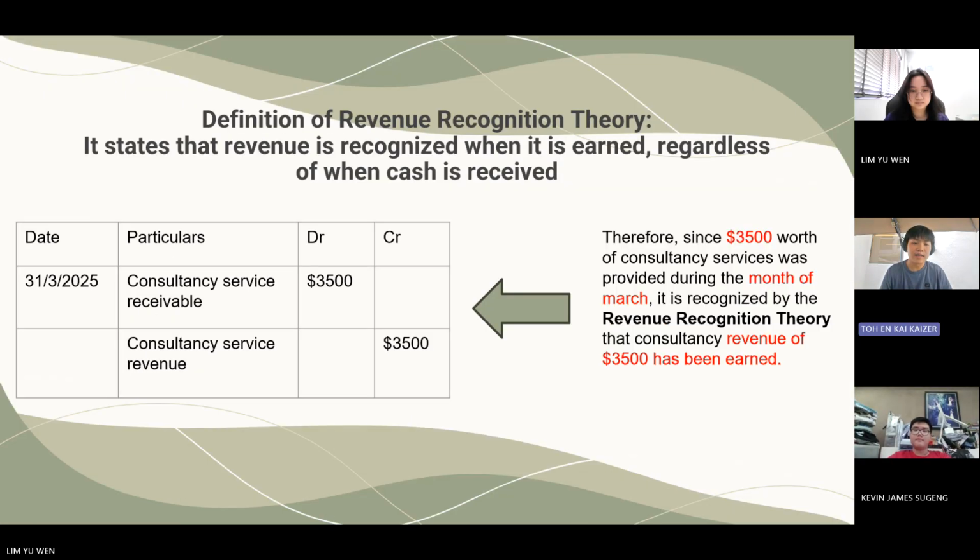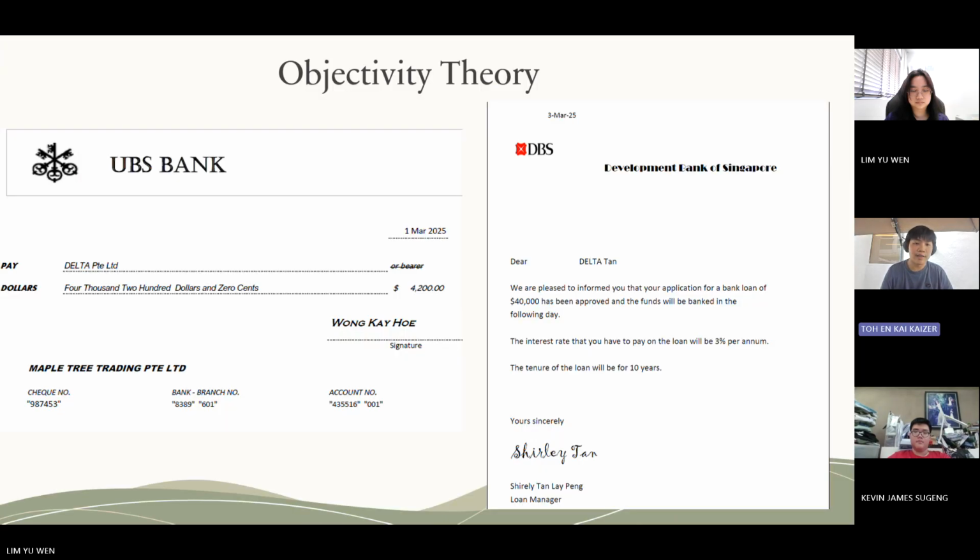This is due to revenue recognition theory, which states that revenue is recognized when it's earned, regardless of when cash is received. Therefore, since $3,500 worth of consultancy services was provided during the month of March, it is recognized by the revenue recognition theory that consultancy revenue of $3,500 has been earned, leading to the journal entry you see here on the left. Next slide, please. So this is the objectivity theory.